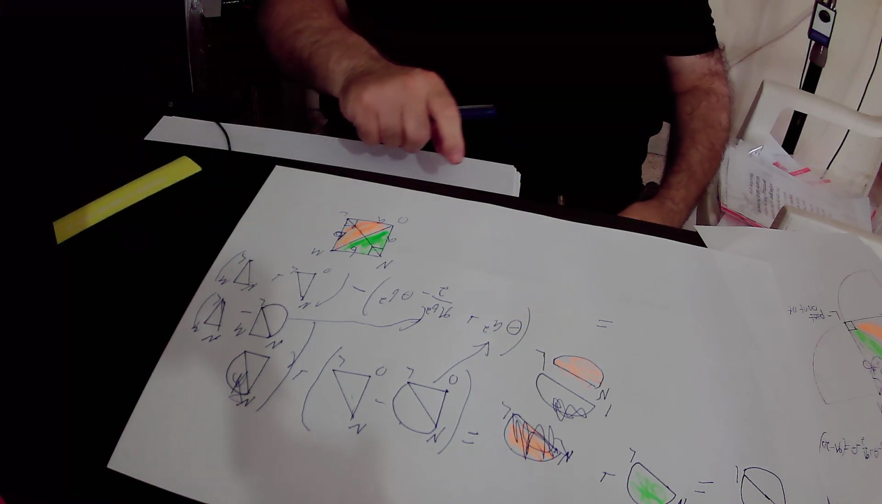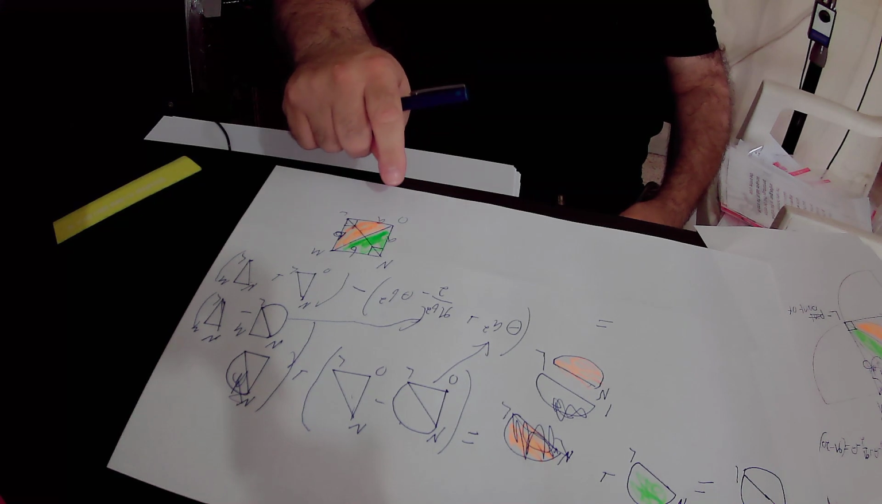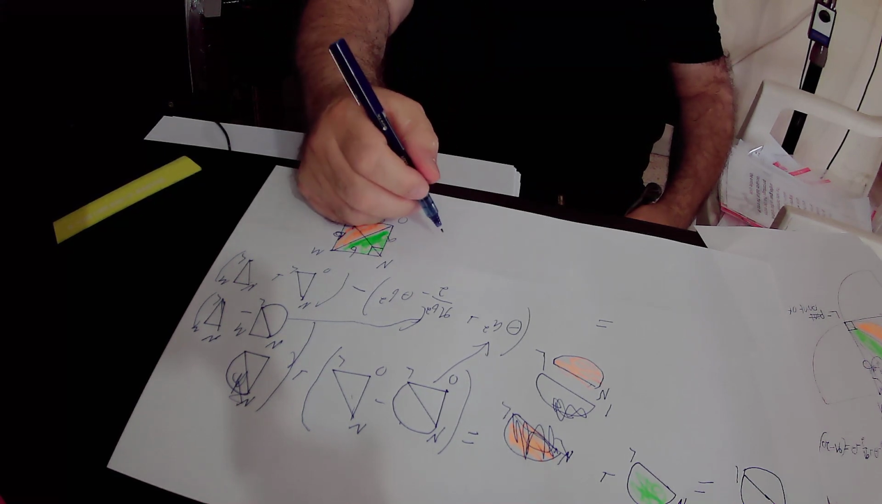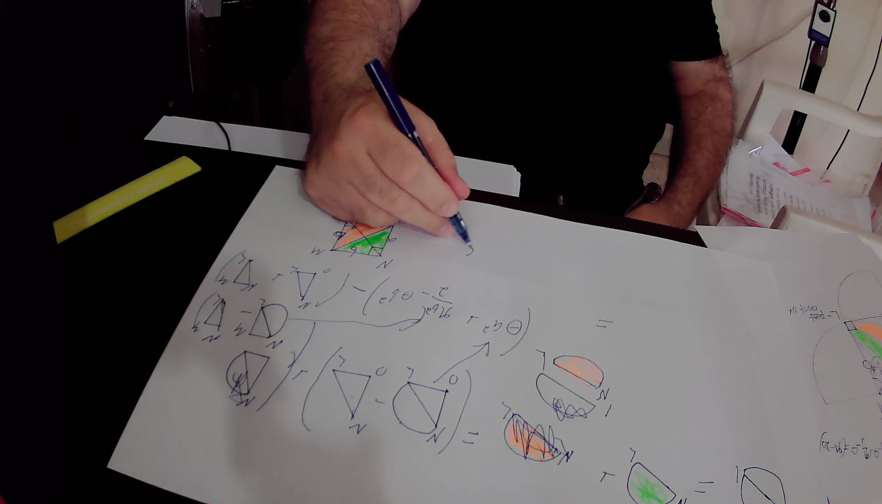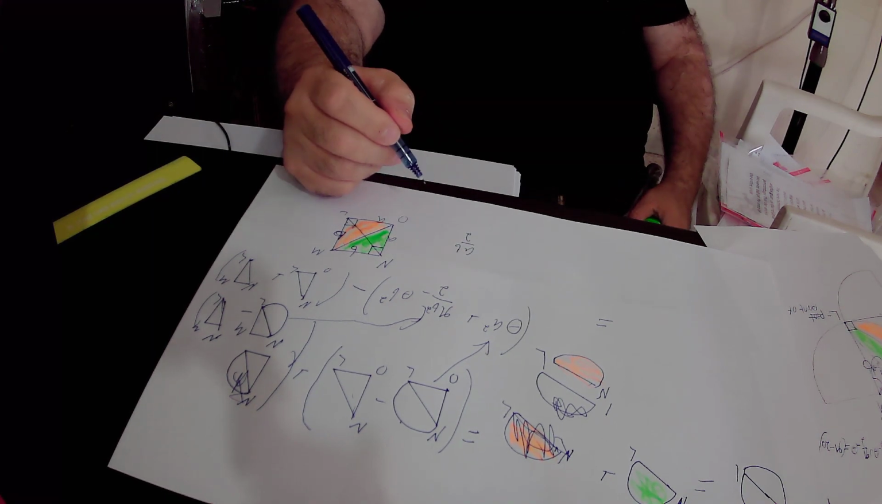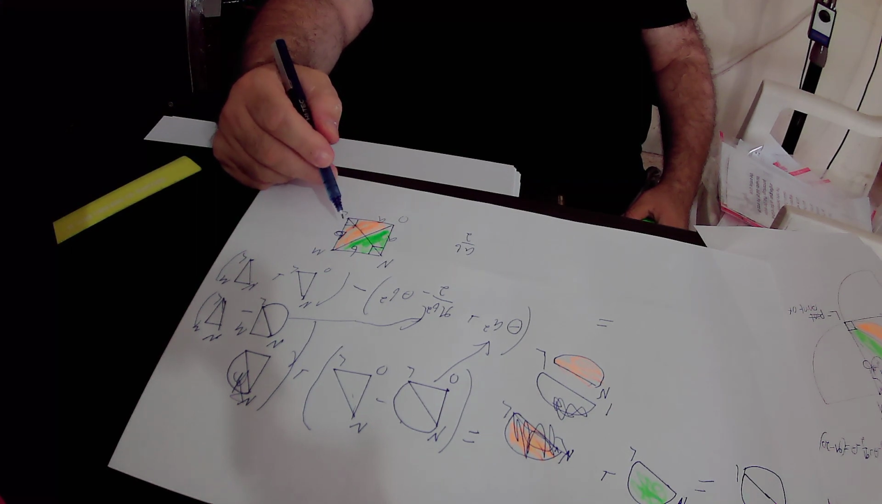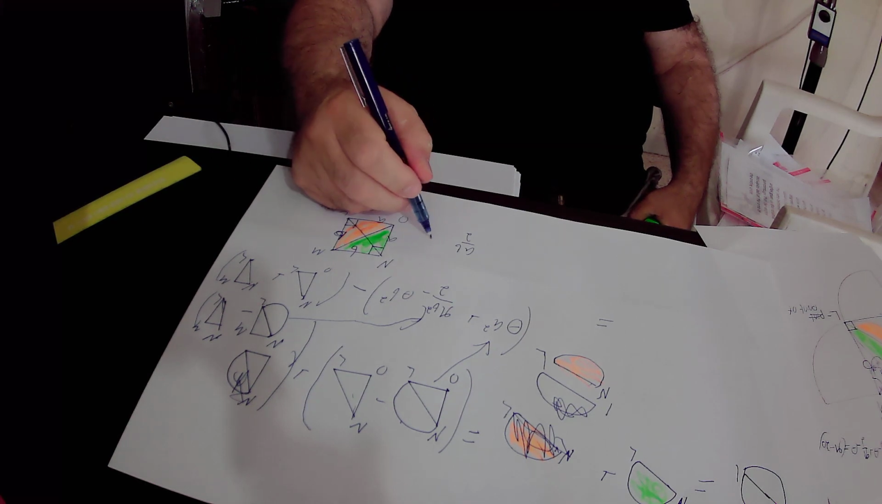The area of the green right triangle equals a times b over 2, that is the height times the base over 2, and the area of the orange right triangle equals a times b over 2.